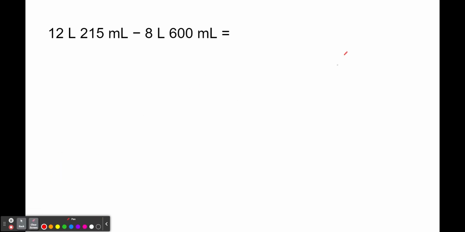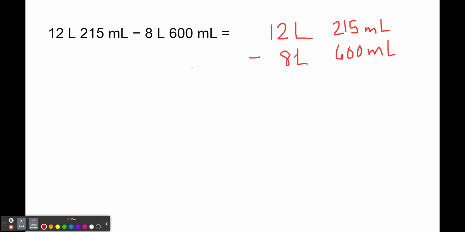So I'm going to write this vertically again. So I'm going to go ahead and do 12 liters, 215 milliliters, and I need to take away 8 liters and 600 milliliters. Okay, so I'm going to keep them like this. You can also change all of these units into milliliters, but I'm going to go ahead and do this with my standard algorithm. So I have 5 milliliters, and I'm going to take away 0 milliliters, which is only 5 milliliters. 1 take away 0 is 1, and then I have 2 take away 6.